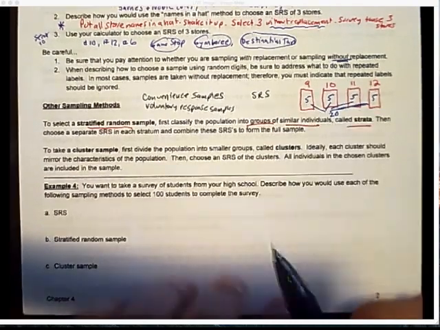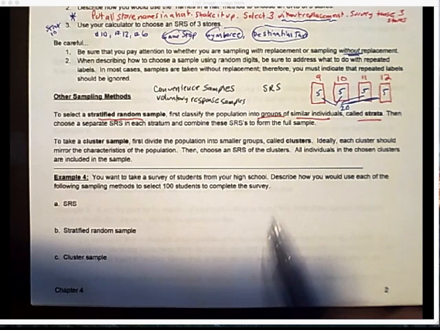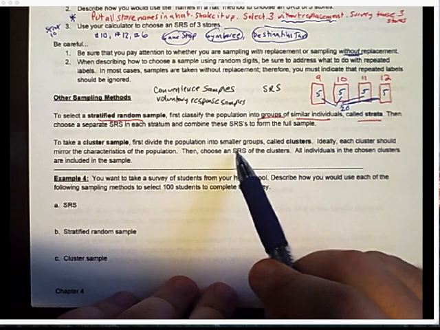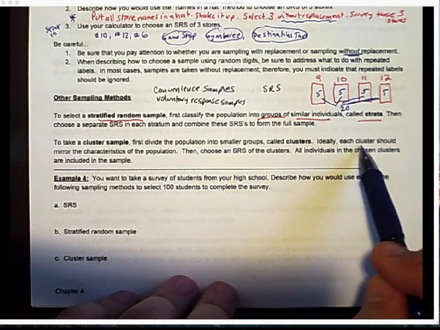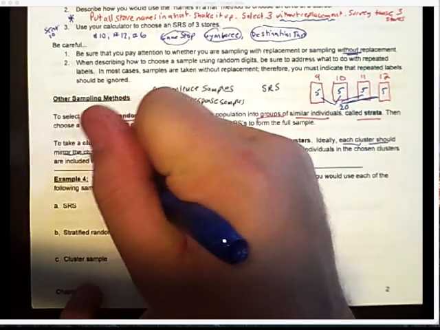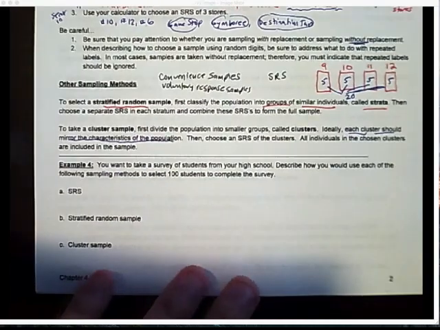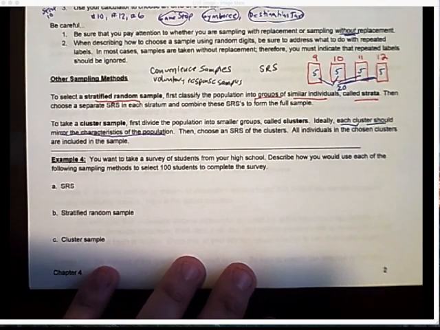All right. Now it says here, let's look at another type of sample, which is called a cluster sample. It says first divide the population into smaller groups called clusters. Ideally, each cluster should mirror the characteristics of the population. Then choose a simple random sample of the clusters. All individuals in the chosen cluster are included in the sample.